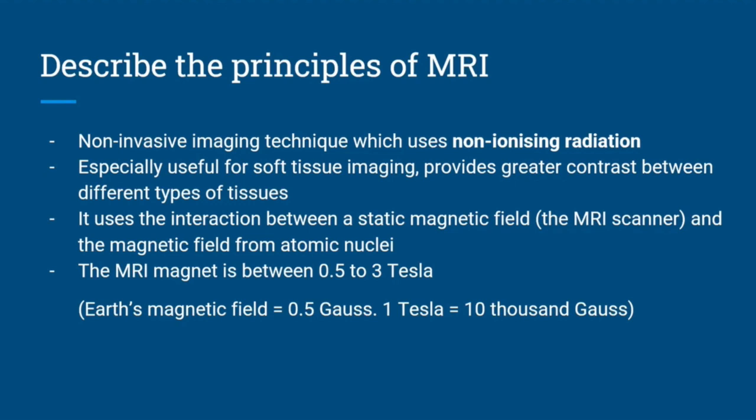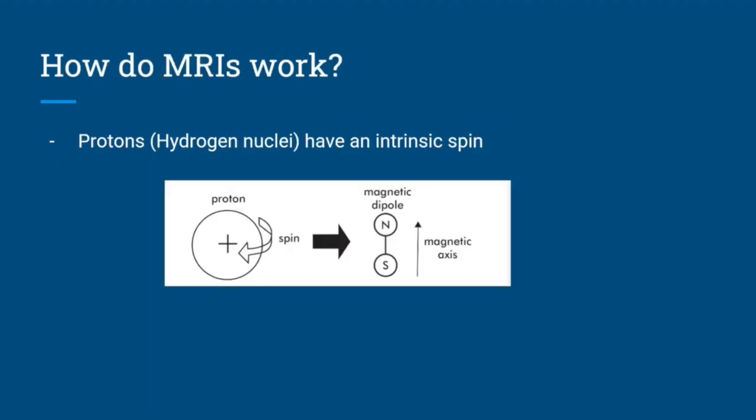So MRI uses non-ionizing radiation, this is just general information. There's a static magnetic field, and it relies on the interaction between that and the atomic nuclei. It's an extremely strong magnetic field because it's 0.5 to 3 Tesla, and the Earth's magnetic field is 10,000 times less than that, relative to MRI. And as Oscar was saying, it uses the hydrogen nuclei, so H plus, so protons.